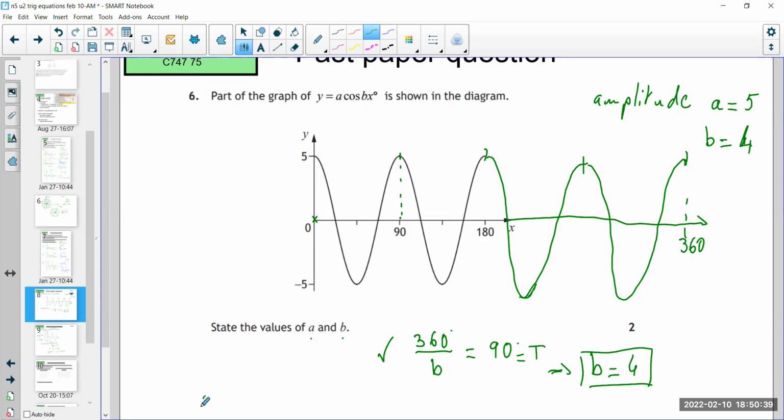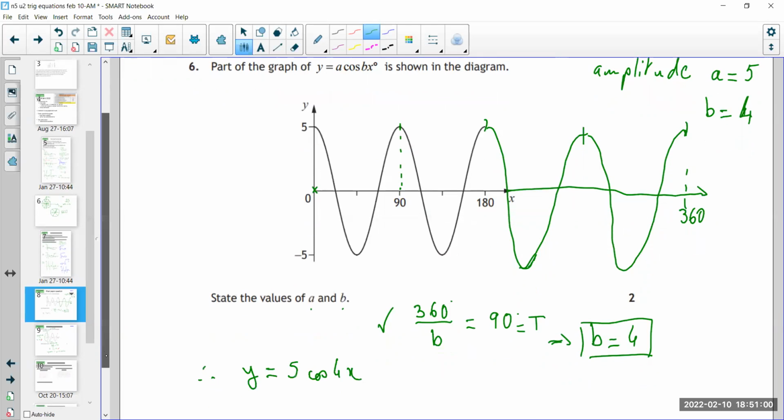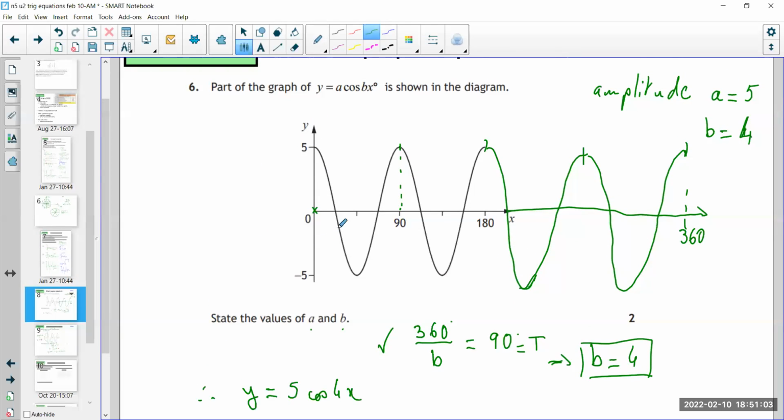So the equation y equals a cos bx is going to be y equals 5 cos 4x. And we've drawn here 5 cos 4x between 0 and 180. That's what they gave us. I've added it between 0 and 360 if you want. And remember, you won't have square paper. That's why I said it's good to be able to just sketch it.